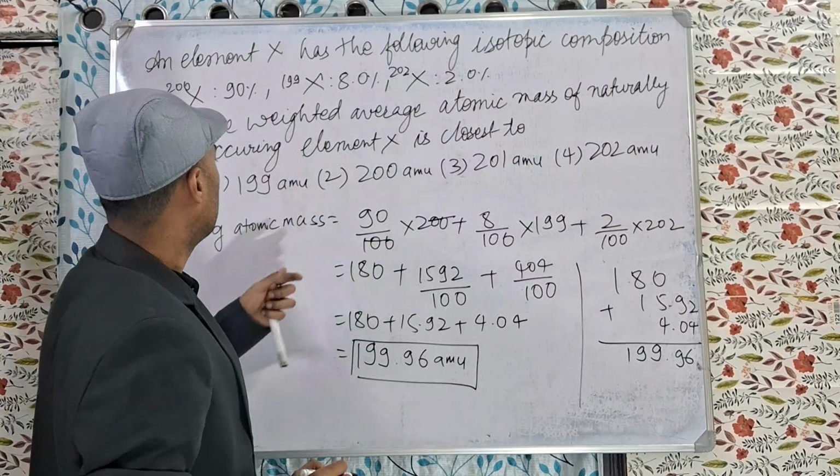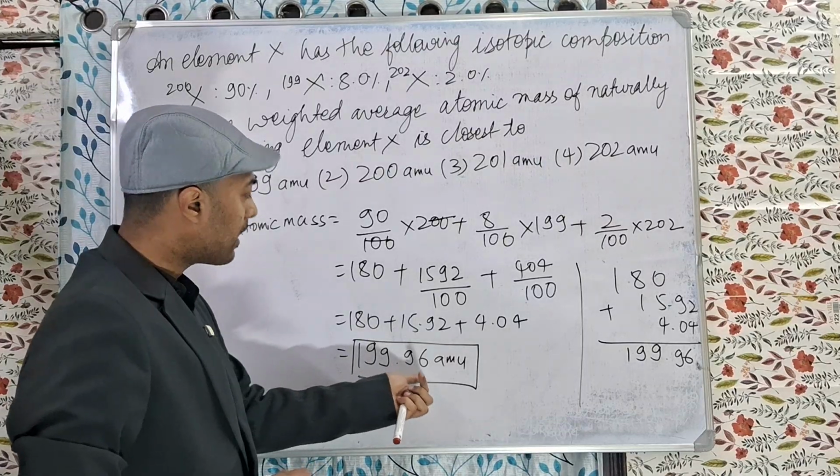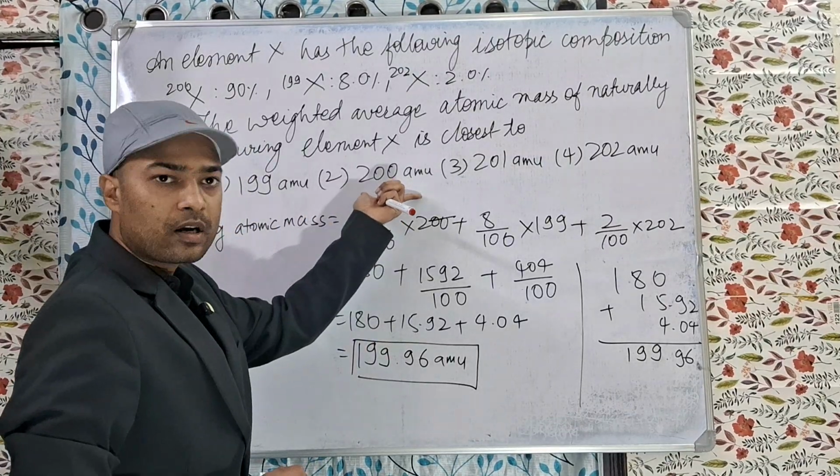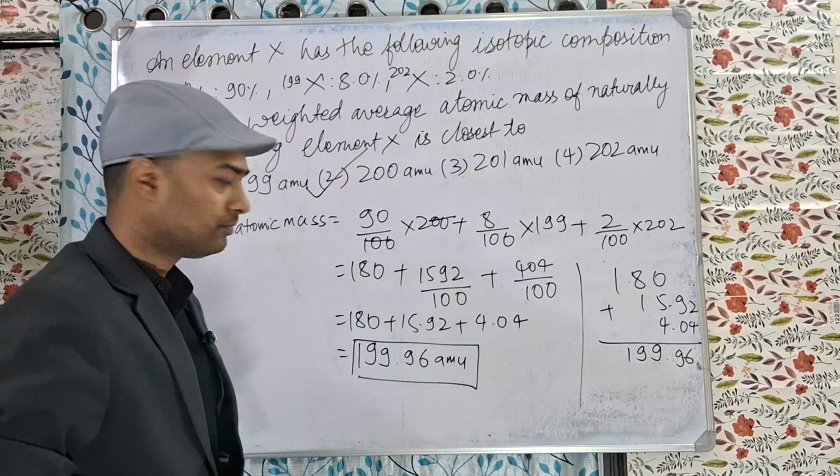And this is closest to which value? This is closest to 200 AMU. This is more than 199 and this becomes 0.96. So this is close to 200 AMU. So 200 AMU will be the answer.